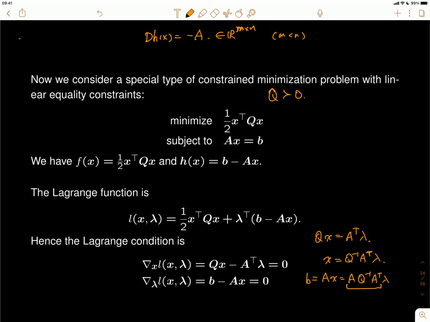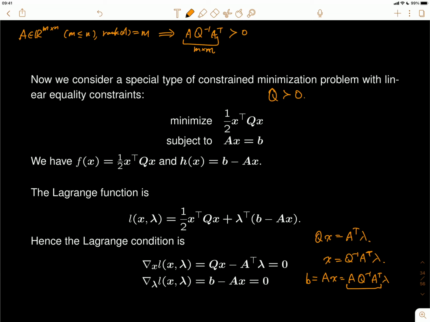If A is m by n, with m less than or equal to n, and the rank of A is equal to m, then I can claim that A Q inverse A transpose is positive definite. First of all, this is an m by m matrix, because Q is an n by n positive definite matrix, A is m by n, and A transpose is n by m. So it's a positive definite matrix.